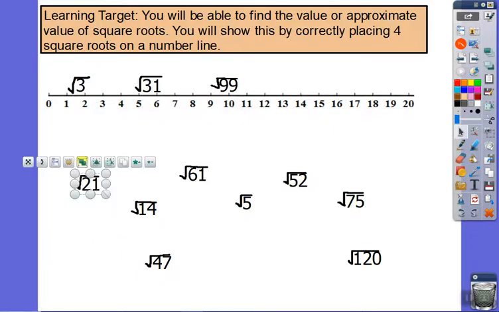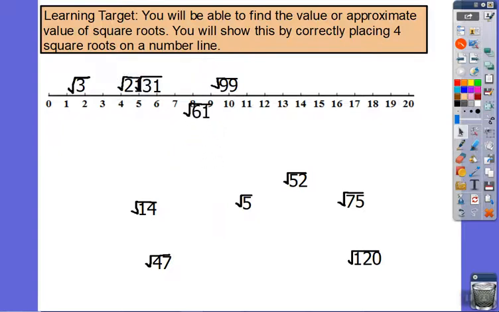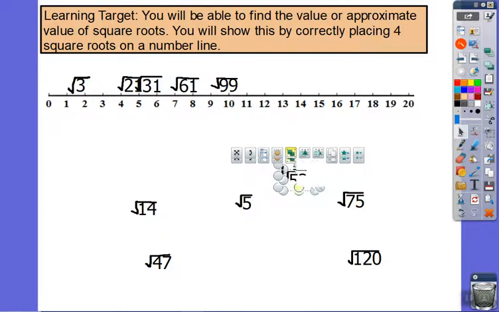Oh, square root of 21. What I'm thinking of in my mind is I've got 25, which is 5 times 5. So this is going to be just underneath 5 times 5, and so on. We could end up, this is just under 64. 52 would be just above 49. So that's 7 times 7.